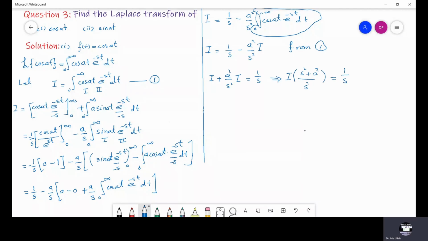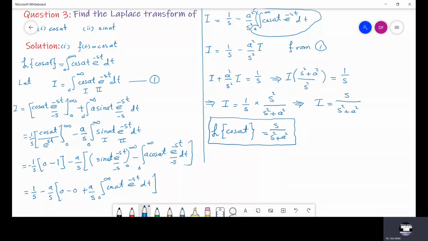And from this we can obtain I is equal to 1 over s into s square divided by s square plus a square. Now cancelling s with s, we have I is equal to s over s square plus a square. Now let us put this value. So we have Laplace transform of cos at is equal to s over s square plus a square, and that is the required solution for this problem.